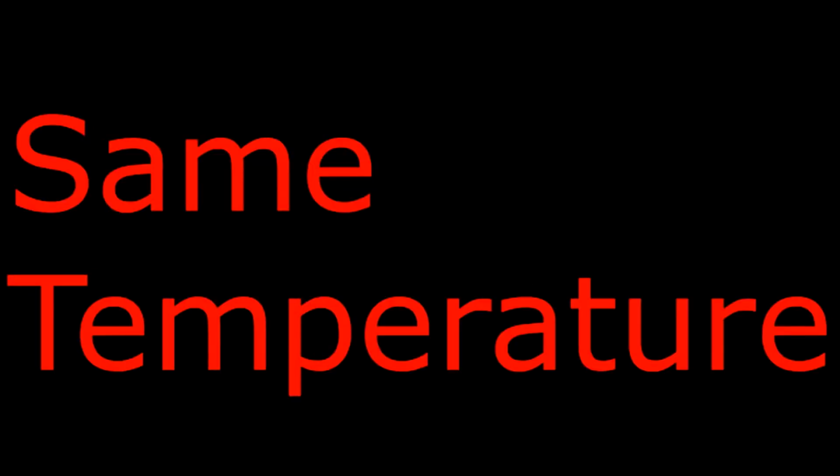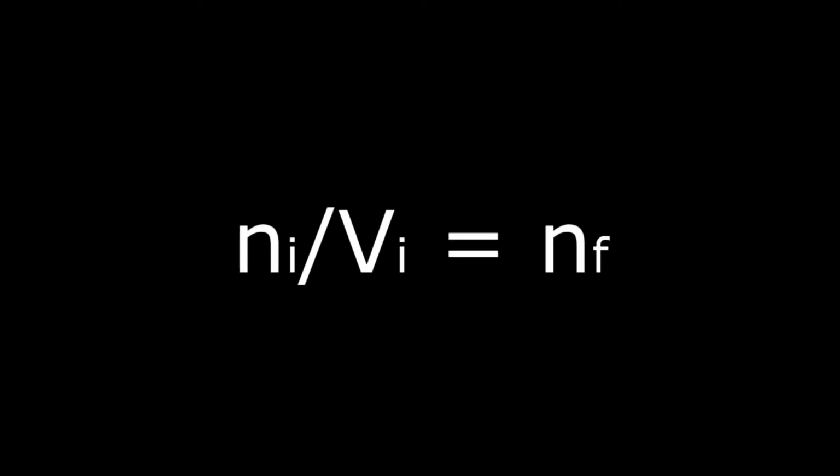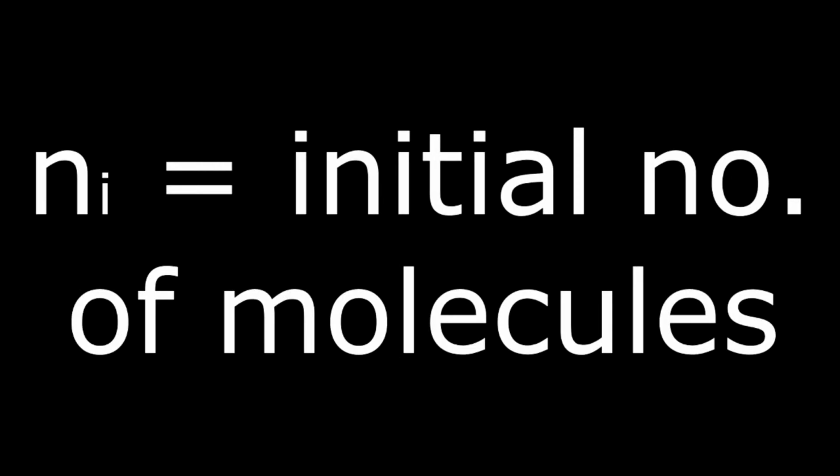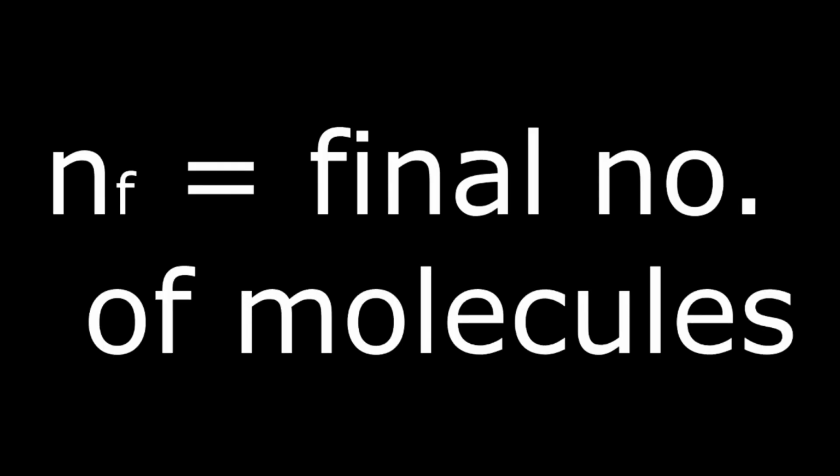Avogadro's law says the volume is directly proportional to the number of moles of gas at the same temperature. This means the ratio of N to V is equal to a constant value. Since this constant never changes, the ratio will always be true for different amounts of gas and volumes. For the formula, Ni divided by Vi is equal to Nf divided by Vf, where Ni is the initial number of moles, Vi is the initial volume, Nf is the final number of moles, and Vf is the final volume.